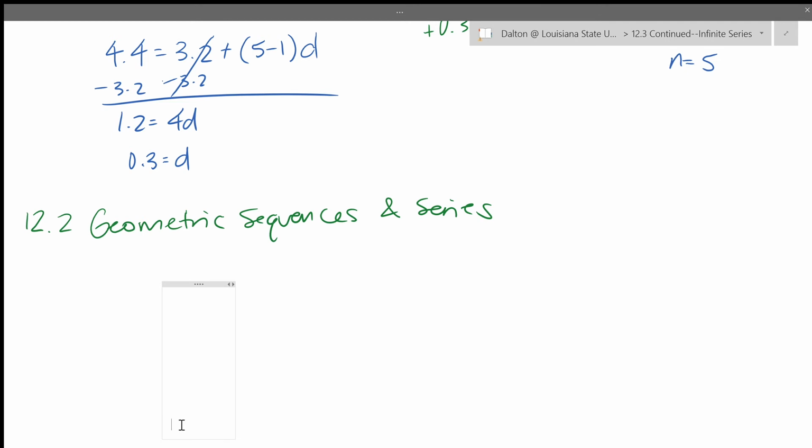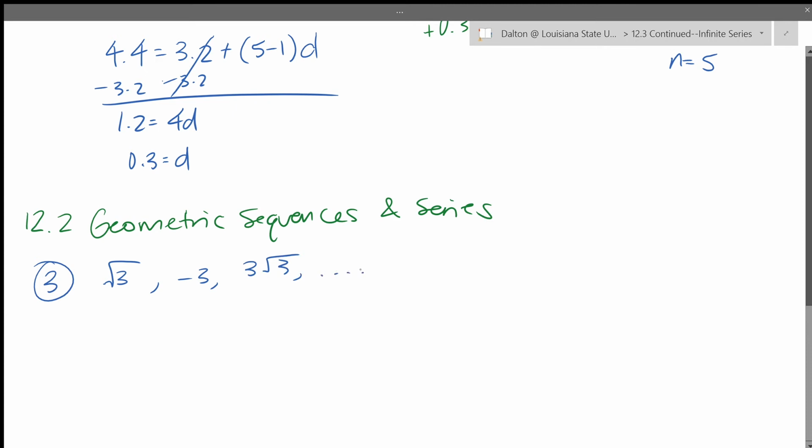A geometric sequence and series is going to be, so let me give you an example, number 3. The square root of 3, negative 3, 3 square roots of 3. I'm going to say, okay, this is my sequence. And for a geometric sequence, in order to get from one term to the next, we are going to multiply, or you can think about dividing if you'd like, which is called, instead of a common difference, a common ratio, and we use the variable r. So you have to figure out what is being multiplied to get from one term to the next.